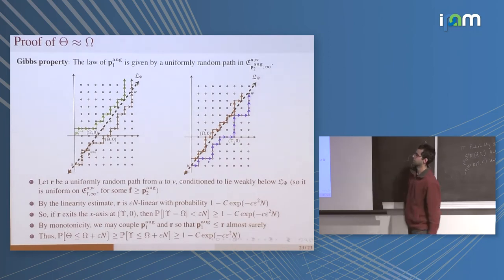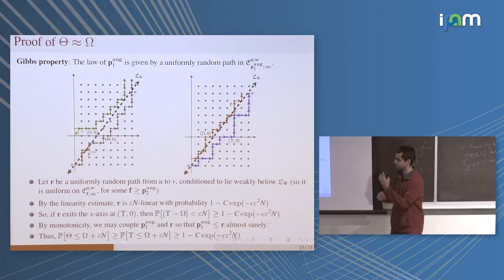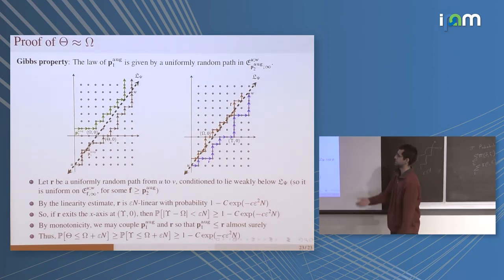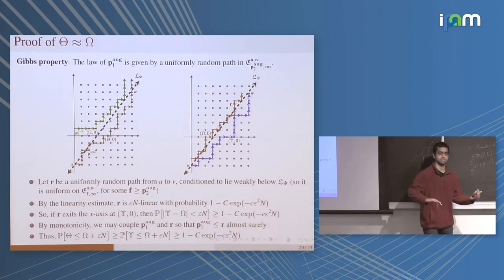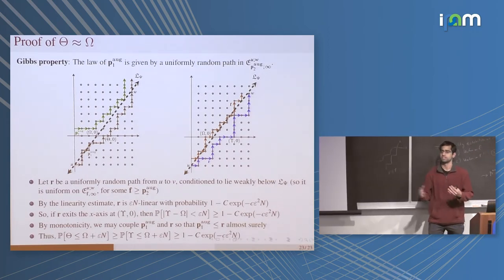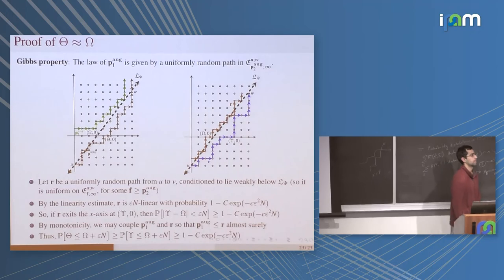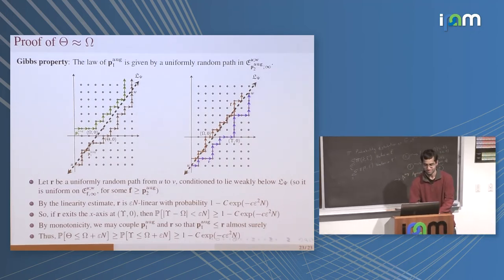And then I play the same game now, using the fact that a random walk conditioned to lie below the diagonal is basically linear. So this tells me that gamma and omega are close. And I also know that theta is less than gamma, so that means that theta is less than omega. So I have that theta is less than omega and theta is greater than omega. That tells me that they better be the same. And I'll stop there. Sorry for going a little over time.